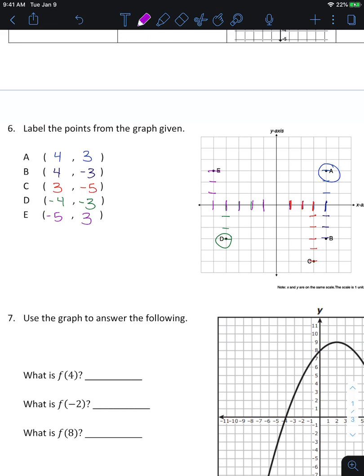Now, would this be a function? Would the graph that they gave us be a function? So let me erase some of my mess. Would the graph be a function? Would it pass the vertical line test? Okay, think to yourself, does it? And the answer is no, because right here, A and B both hit that vertical line, so this would not be a function.